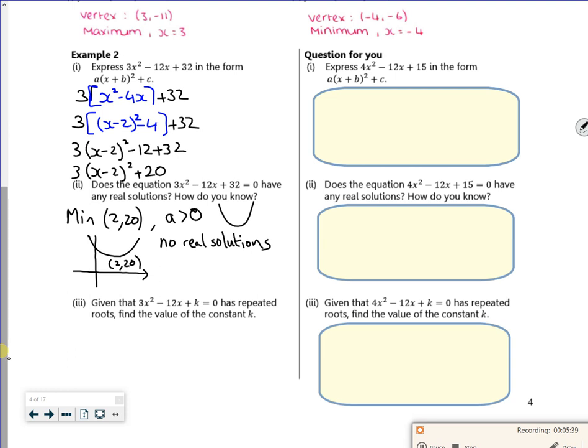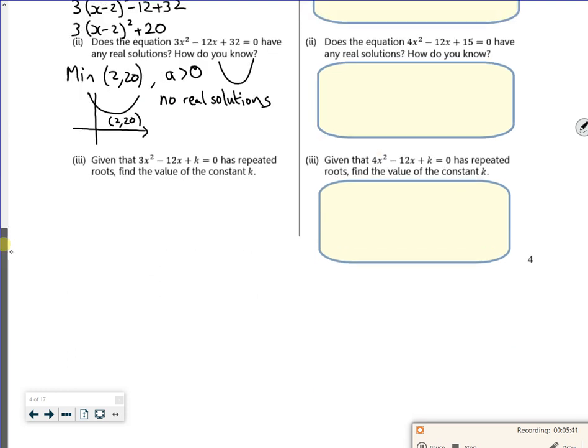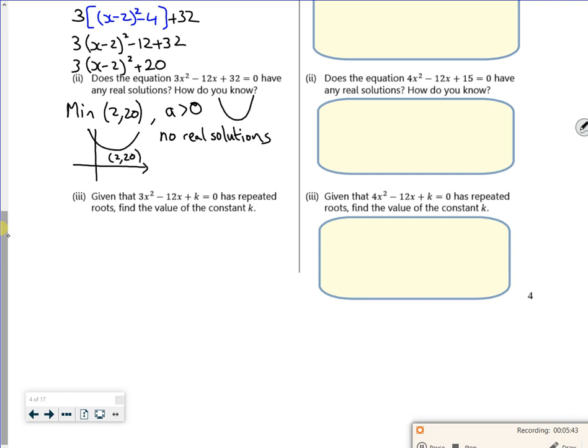Now then, it says given that 3x squared minus 12x plus k is 0 has repeated roots, find the value of the constant k. So hopefully from school you remember that repeated roots means that it just touches. Now there's loads of different ways to do this. The completed pack does a very algebraic way. Me, I'm just a bit sneaky.